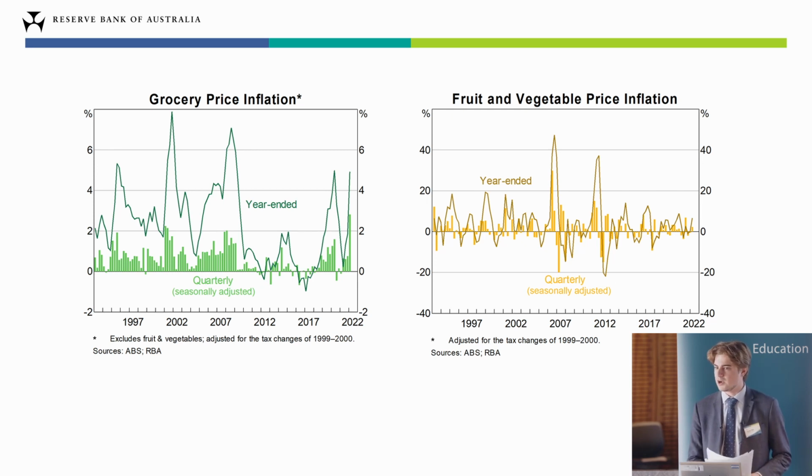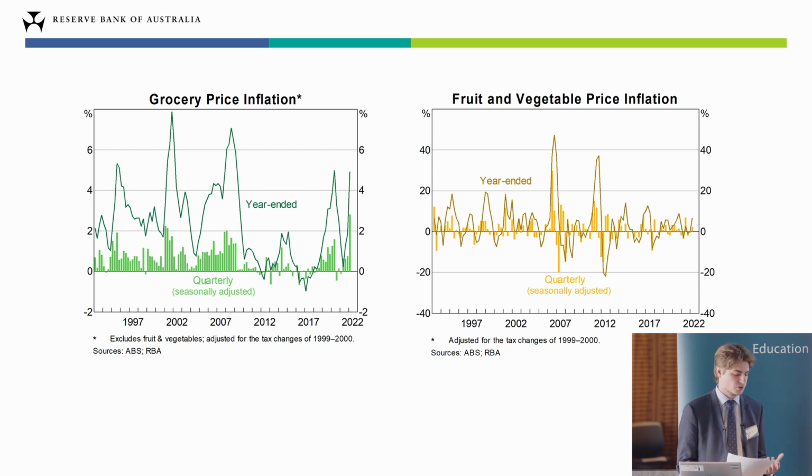So fruit and vegetable prices are more volatile because they're more sensitive to weather events. And you can see that there are sometimes some very big swings up and down. Note also that the scales on this graph are quite different: 6% here for groceries, with 40% for fruit and vegetable prices. Those two big peaks in fruit and vegetable price inflation were caused by cyclones in 2006 and 2011, which disrupted food production.